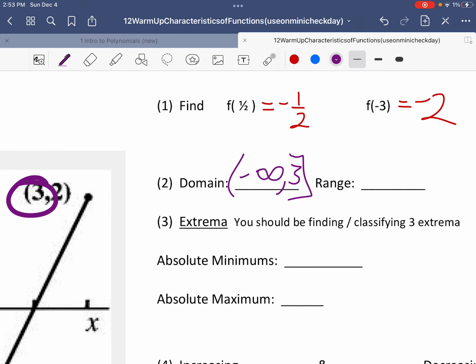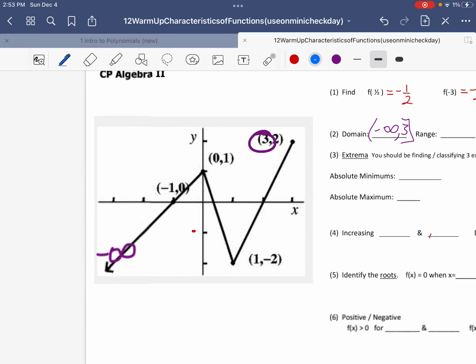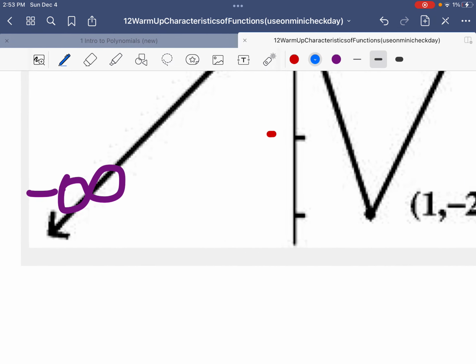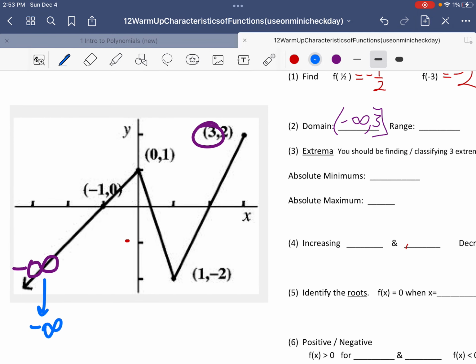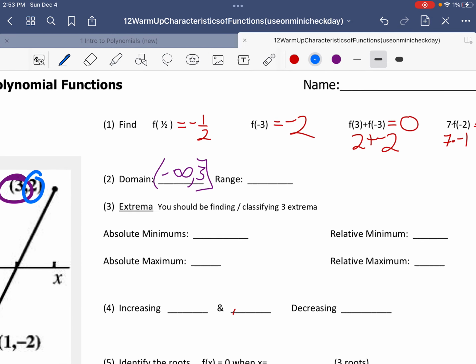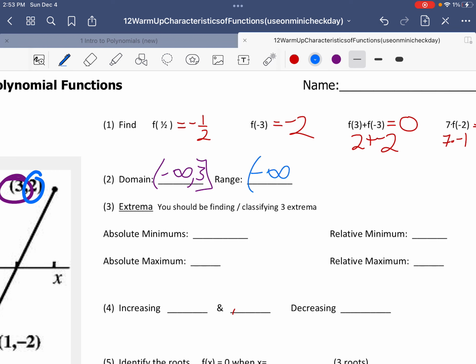The range is the y value. That is the furthest reaches of the y value. My graph keeps going down to negative infinity. My graph goes as high as 2. So I'm going to be from negative infinity to 2. That's the y value.